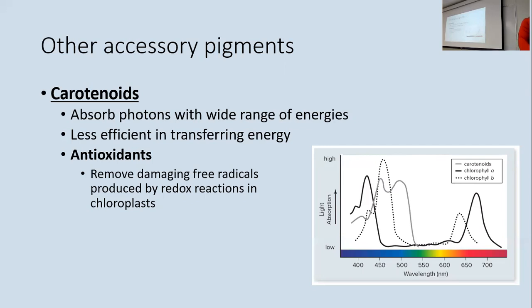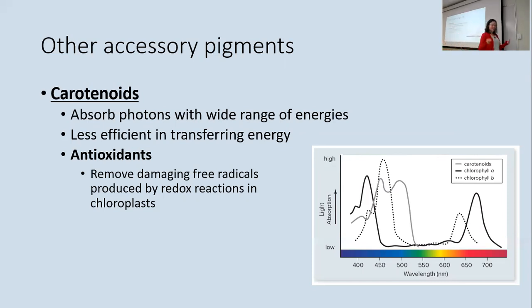Are they reflecting blue or absorbing blue? So they're reflecting. Mostly red. Yeah, always think carrots when you see carotenoids, right? They reflect red to yellow. They absorb everything else. So they can absorb a wide range of photons, but they're not really great at transferring energy, which is what happens with these accessory pigments.